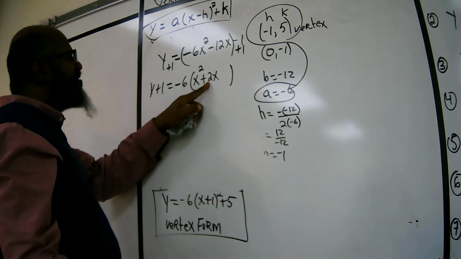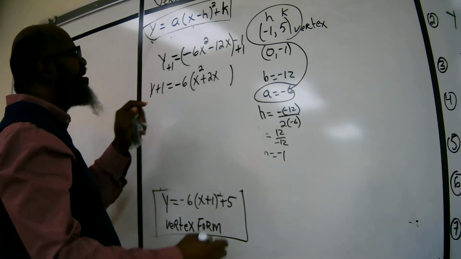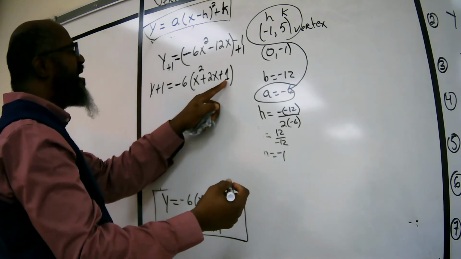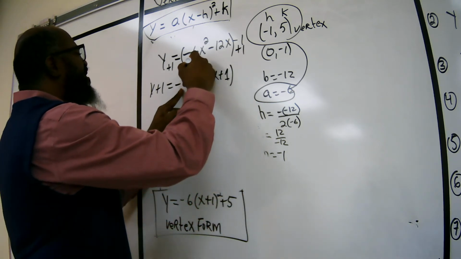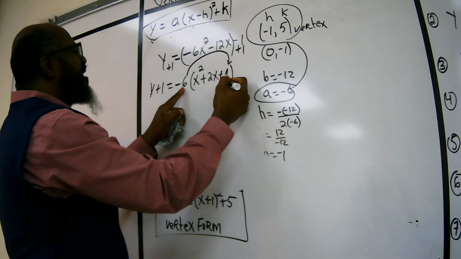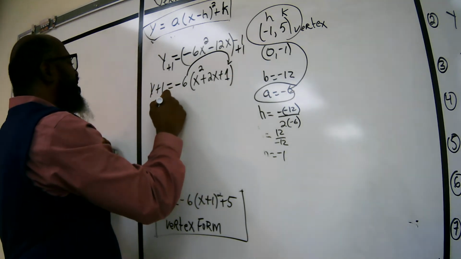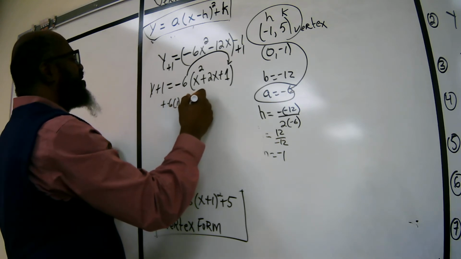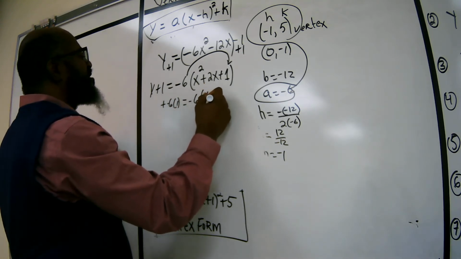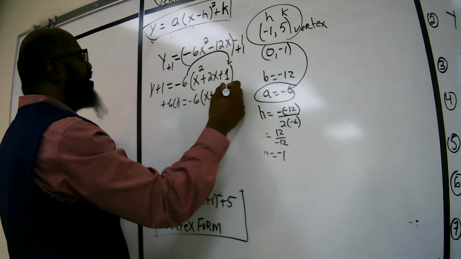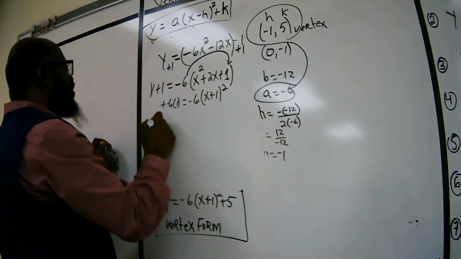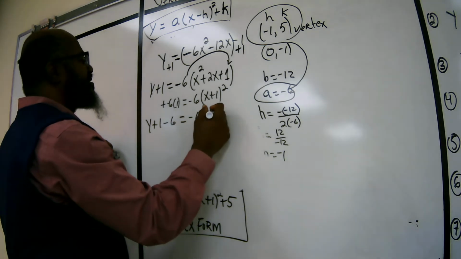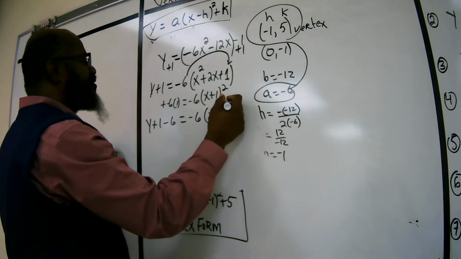So I'm going to take this divided by 2, which is 1. When I square it, that's going to give me a 1 again. But it's simply that I'm adding 1. In reality, I'm adding negative 6 times 1 on the other side. Then this will give me x plus 1 squared. Then I will have y plus 1 minus 6 is equal to negative 6 times x plus 1 squared.